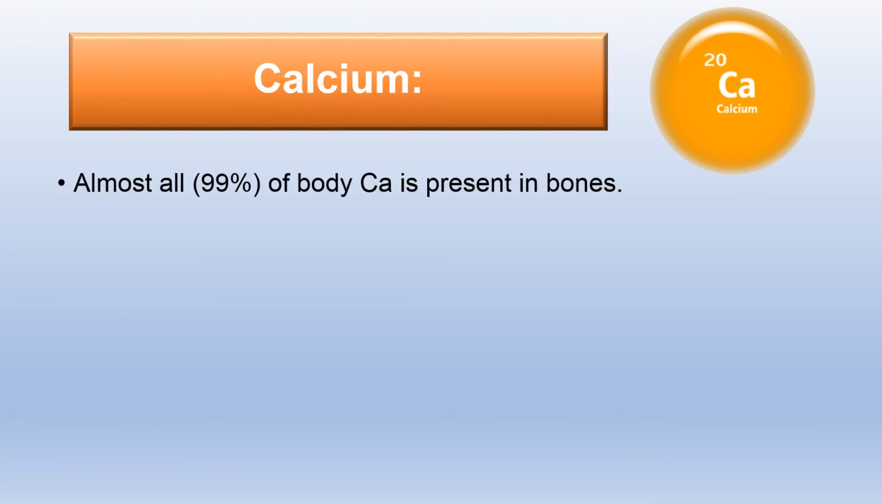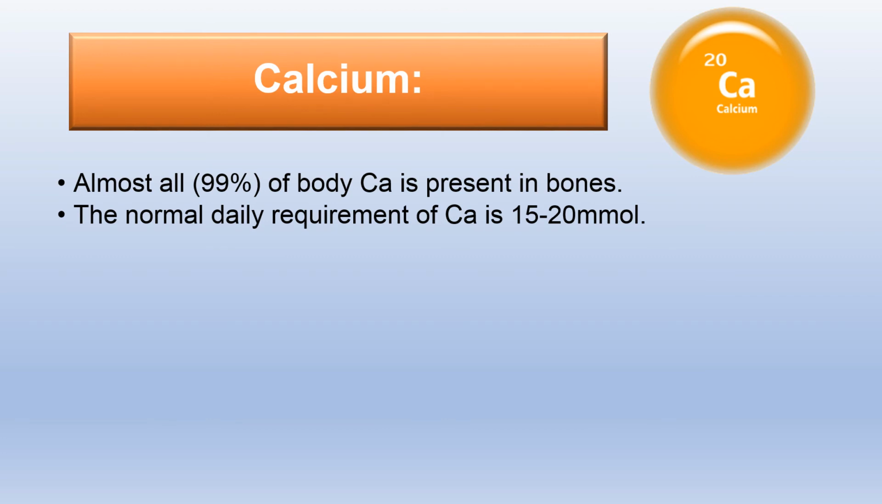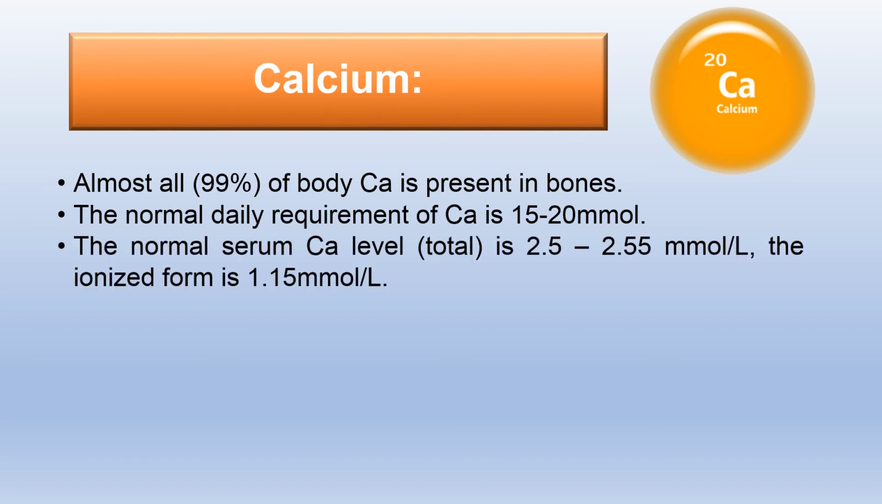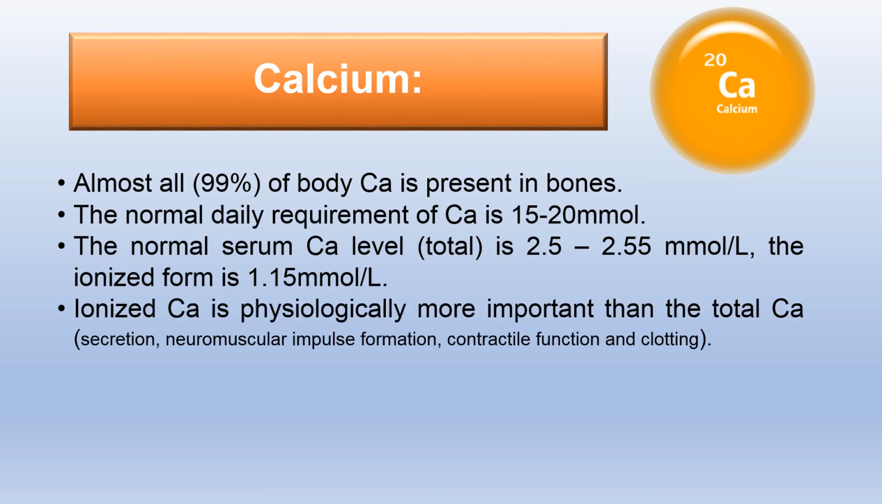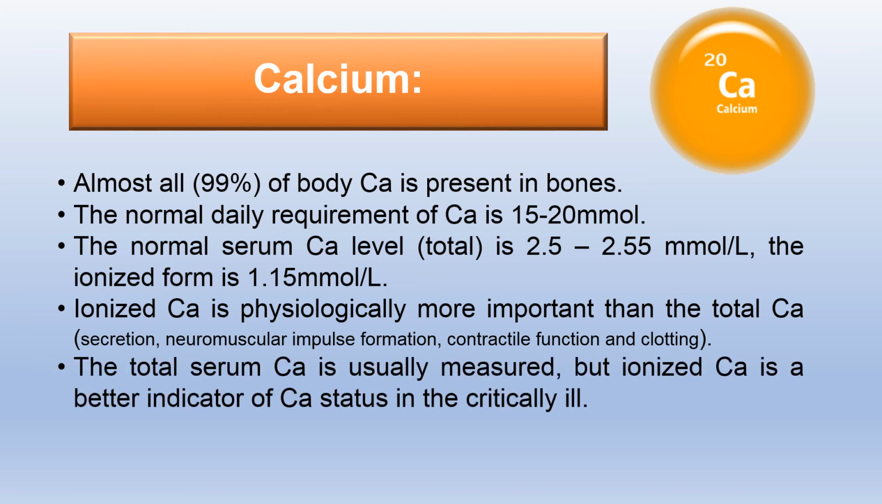Calcium. Almost all of the body calcium is present in bones. The normal daily requirement of calcium is 15 to 20 millimole. The normal serum calcium level is 2.5 to 2.55 millimole per liter. The ionized form is 1.15 millimole per liter. Ionized calcium is physiologically more important than total calcium. The total serum calcium is usually measured, but ionized calcium is a better indicator for calcium status in the critically ill patient.